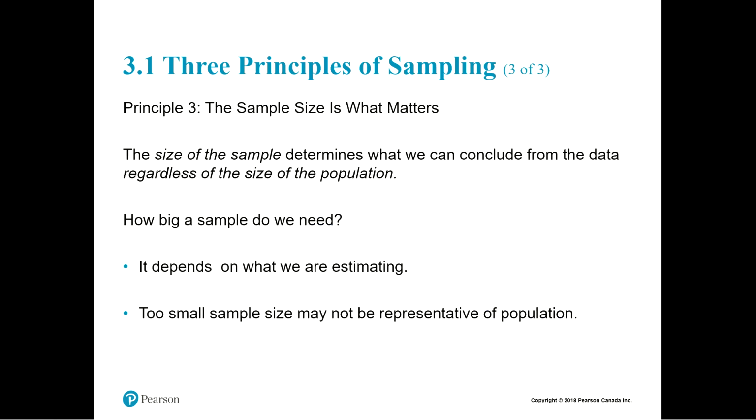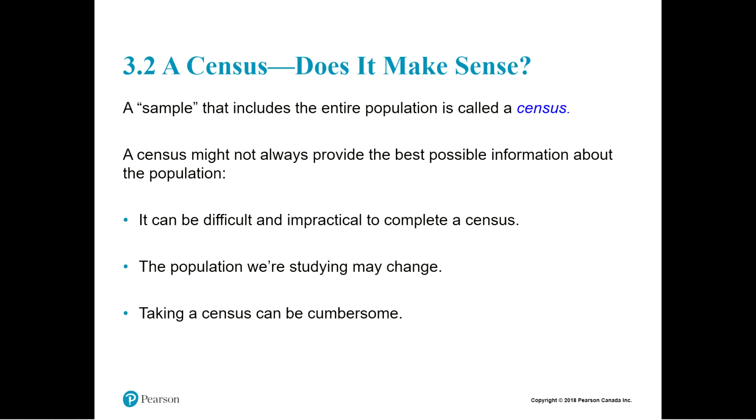Principle 3: the sample size is what matters. The size of the sample determines what we can conclude from the data, regardless of the size of the population. How big a sample do we need? It depends on what we are estimating. Too small a sample size may not be representative of the population. When we do a survey of 20, it is not enough to draw any kind of conclusion. Does it make sense?